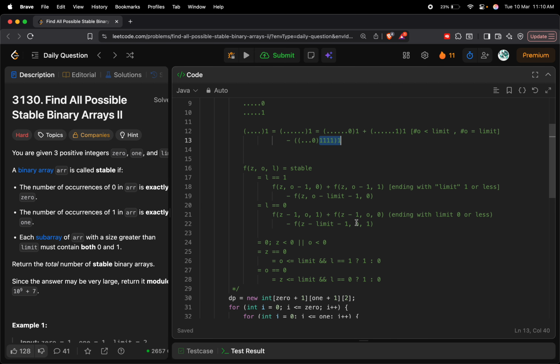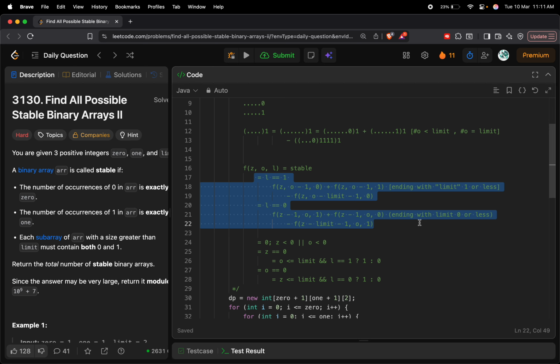The similar case will be if the last character is 0. Again, if the last character is 0, that means the last but one character can be either 1 or 0, right? If it is 0, then it can also have the limit number of zeros ending in this as well. So I have to exclude those answers. So that is what I have done here, right?